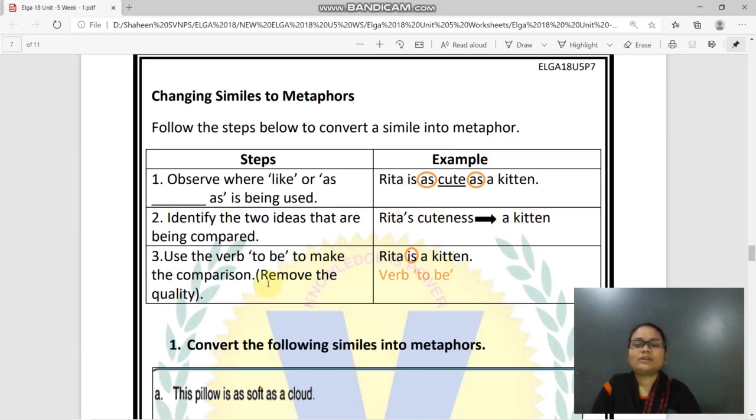Step 3. Use the verb to be to make the comparison. Remove the quality. So you are supposed to remove the quality, children. Then you are supposed to use to be verbs. So the present tense of to be verbs are am, is, and are. So you can see here the to be verb is used. Rita is a kitten. So in this way you are supposed to complete it, children. So here now you can see a simile sentence is being changed to a metaphor sentence. This is how changing similes to metaphor is done, children.